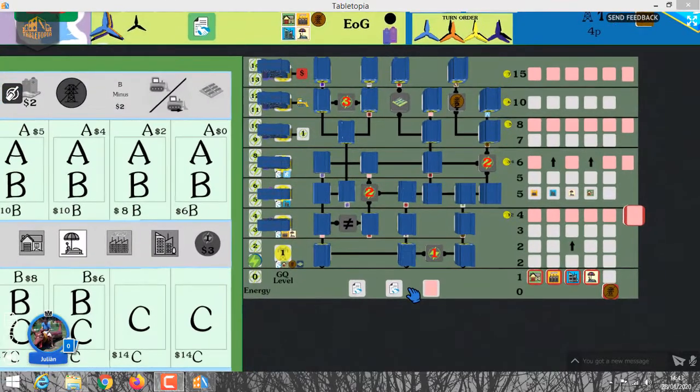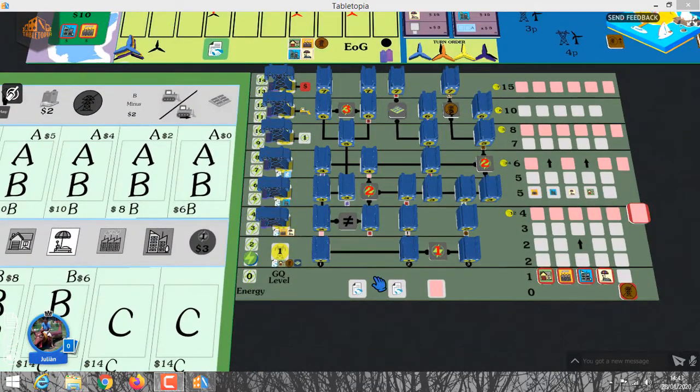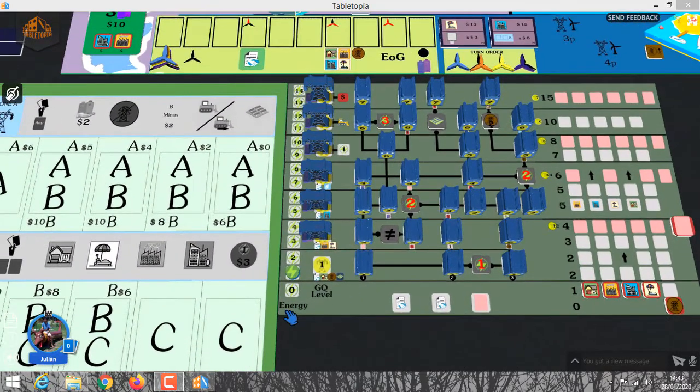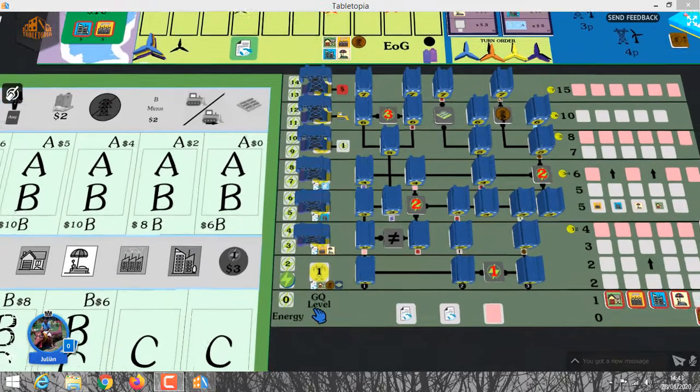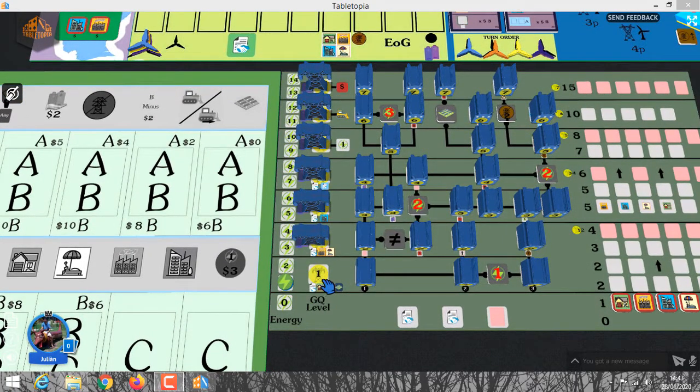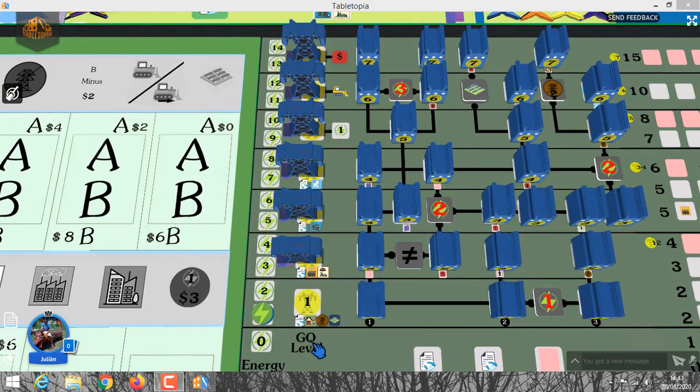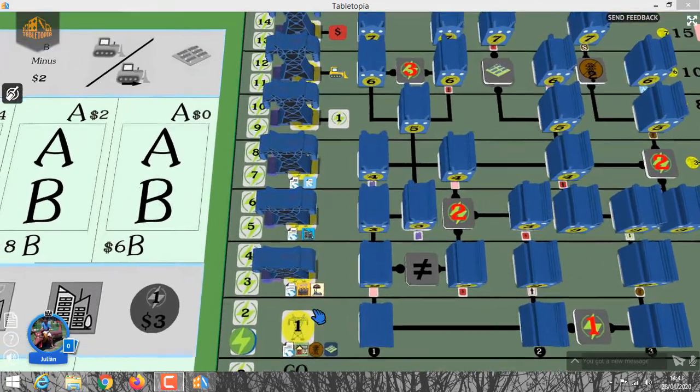This is the player grid. The player grid has the energy track that starts at 1 because we start the game with 1 farm in zone A that gives us 1 energy. We start with 1 build tower, so our grid quality level at this point is 1.